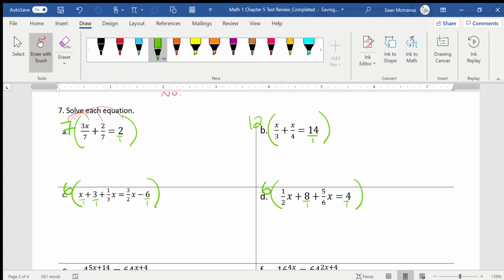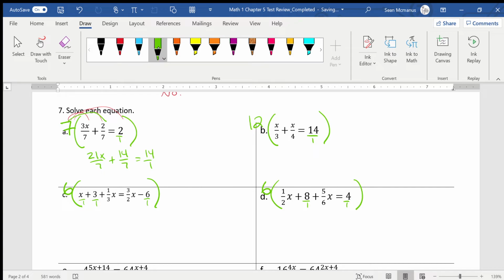So here on part A, I'm going to distribute the 7, and I'm going to end up with 7 times 3 is 21x over 7. Plus 7 times 2 is 14 over 7, right? Remember when we multiply, we only multiply the tops. Equals 7 times 2 is 14 over 1. Right, so if I picked a good number, then these fractions should reduce.